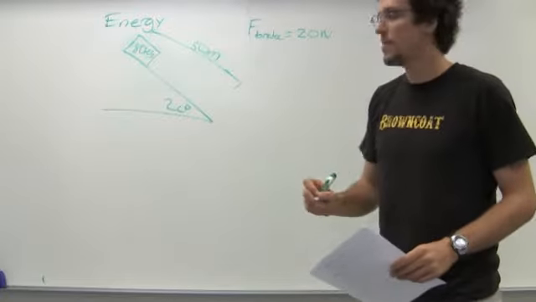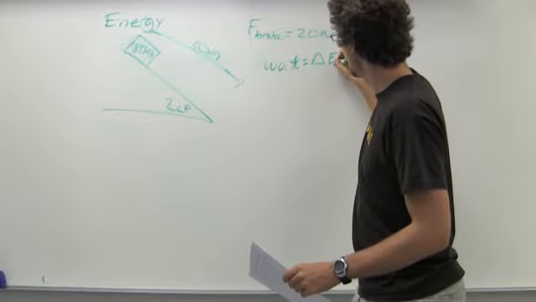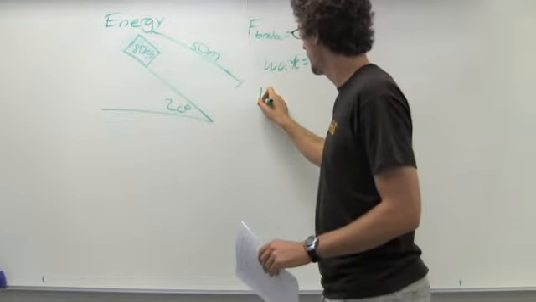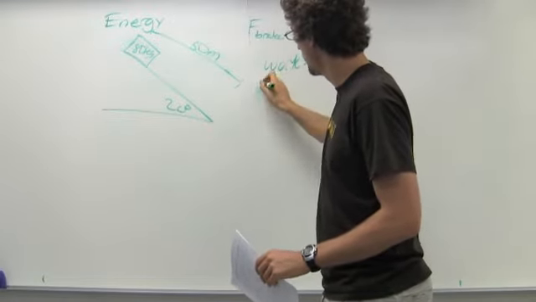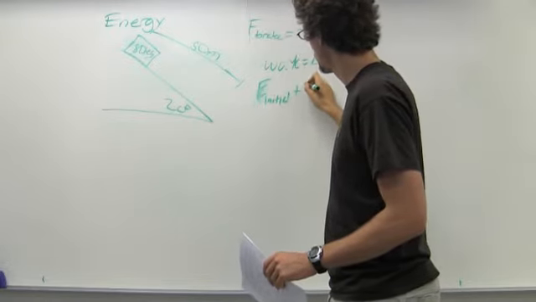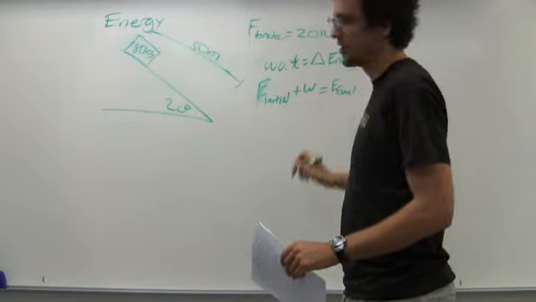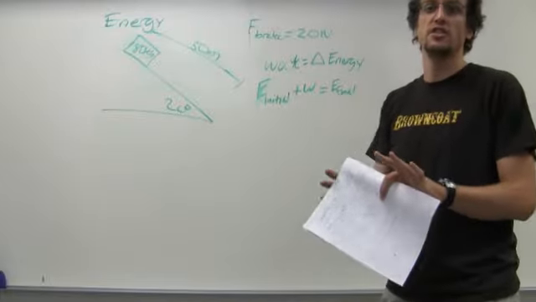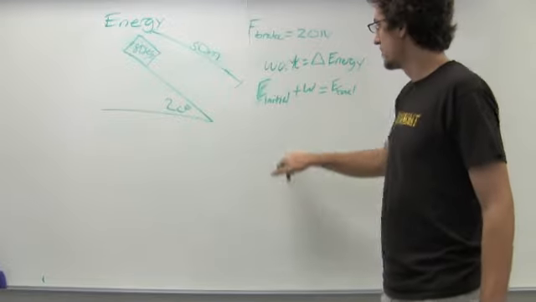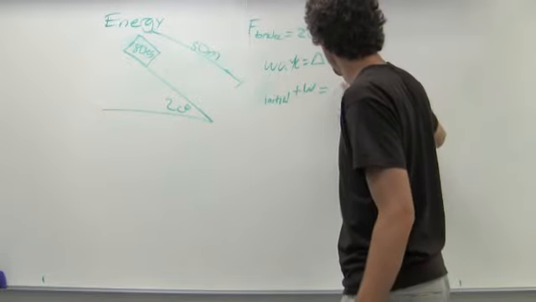So the first thing we need to know is that work is the change in energy. We also know that the energy initial plus the work equals energy final, because work is the only change in energy. Other than that, the energy is not going to change. Energy is conserved. Work is the transfer of that energy into some other form of energy. So I should write this as mechanical energy, just to be clear.